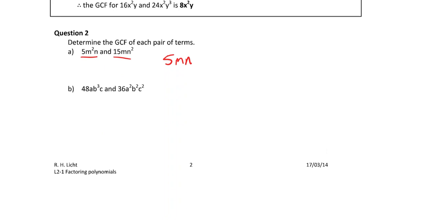Okay, this one looks more confusing, but it's still not too bad. What's the greatest common factor between 48 and 36? Yeah, 6. And then we'll just do the a's. This a is just a to the 1, and that's a to the 2, so just a. And then b to the 3 and b to the 2 is going to be b to the 2. And then c and c to the 2 would just be c. There you go. That's our greatest common factor.